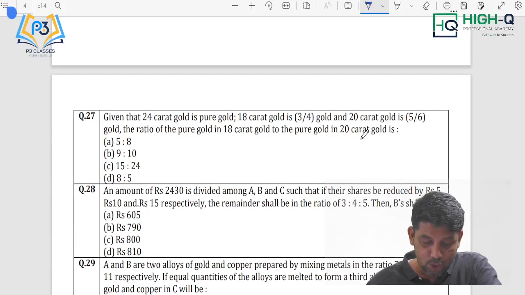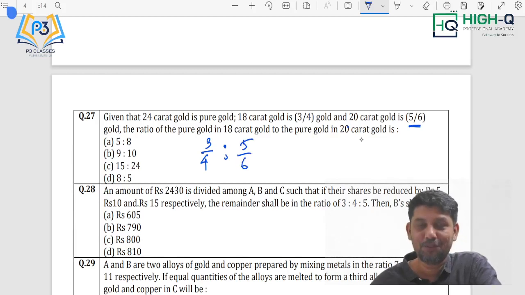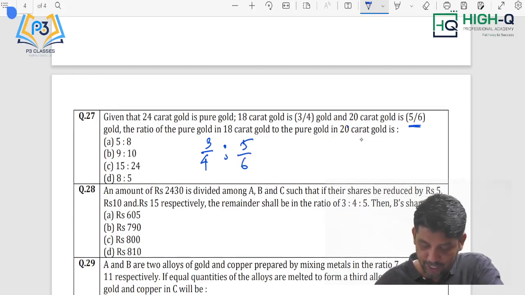Given that 24 karat gold is what? 24 karat is the pure gold. 18 karat gold is what? 3/4. It has got 3/4 gold. And 20 karat has got what? 5/6 gold. They ask you to find out the ratio. Find out the ratio, my dear.